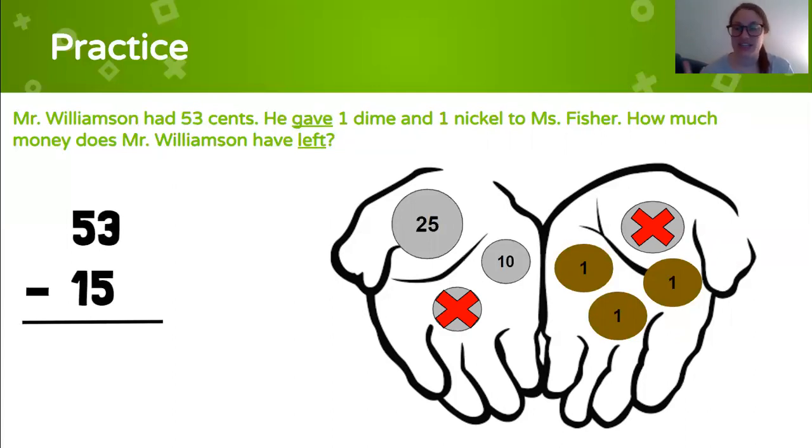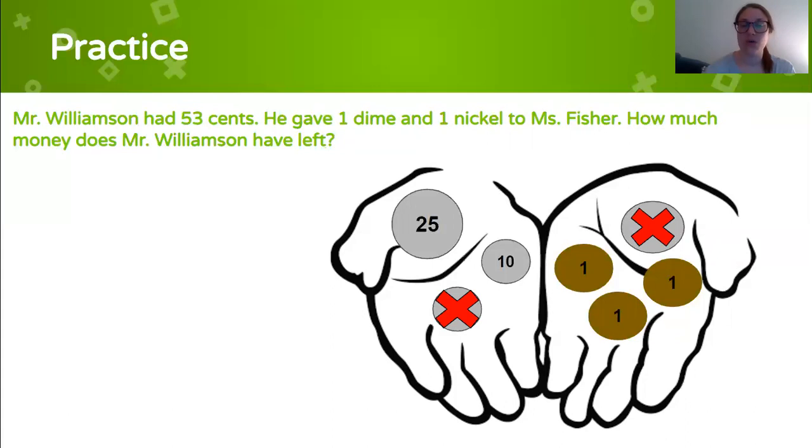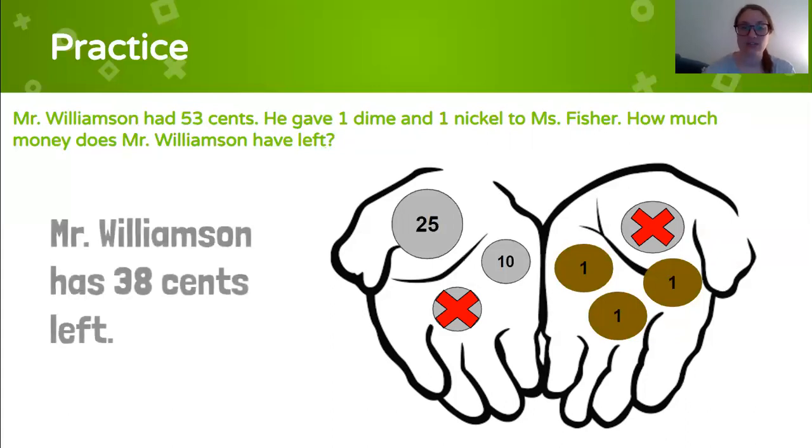So 53 is what he had. 15 cents is what he gave to Miss Fisher. And what does he have left? We just counted it up. 38. Okay? So when we write it out, we say Mr. Williamson has 38 cents left.